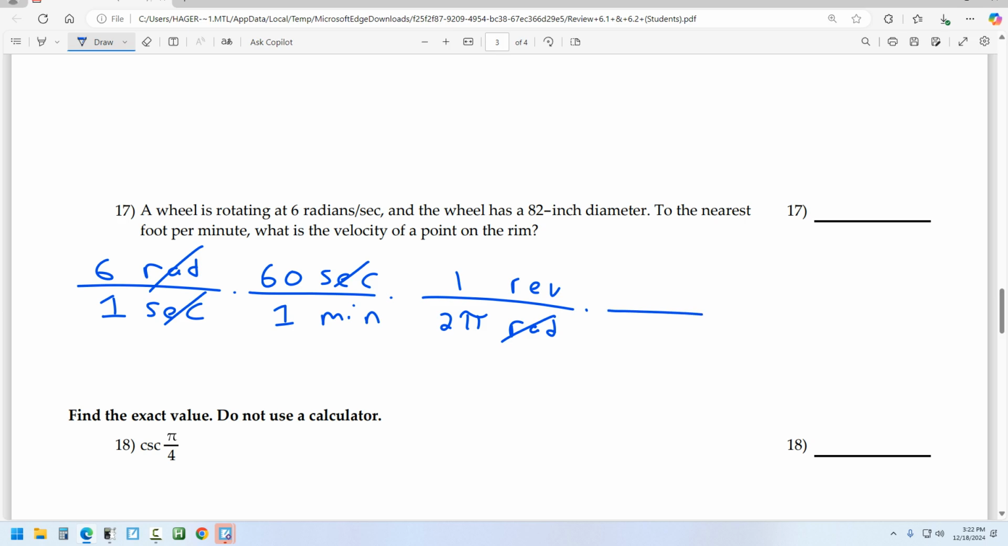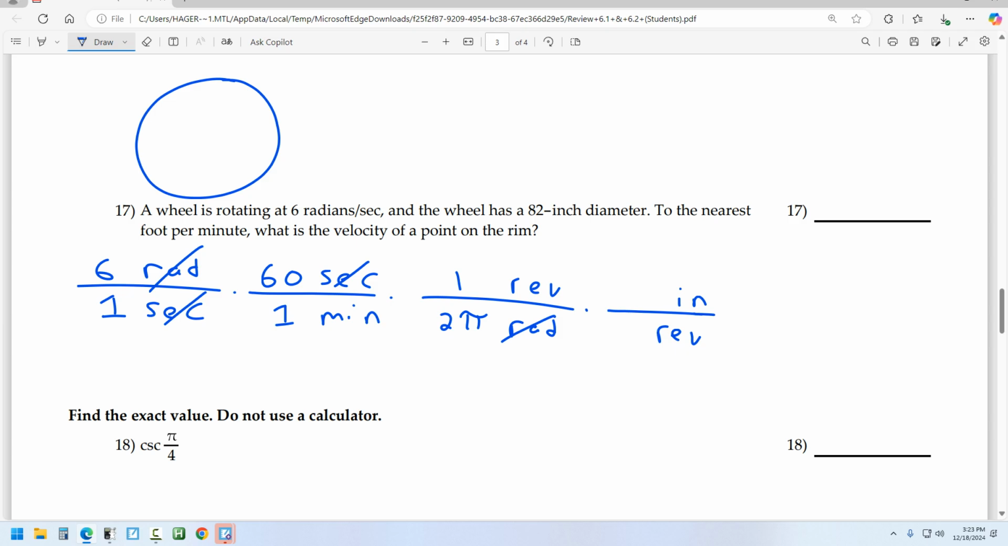Where would revolutions go to make that cancel out? The bottom. And where would inches go? The top. And now we need to figure out how many inches are in 1 revolution. Well, 1 revolution is really a what? In terms of a circle, if you measure the length of 1 revolution, it's the what of the circle?